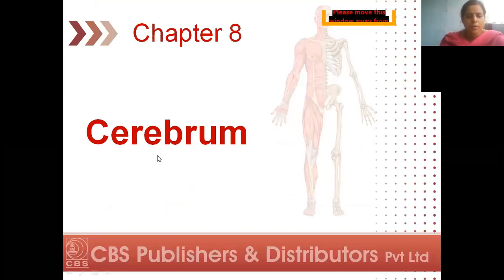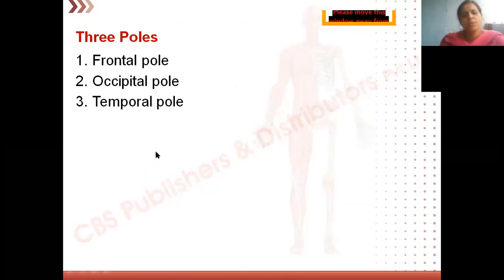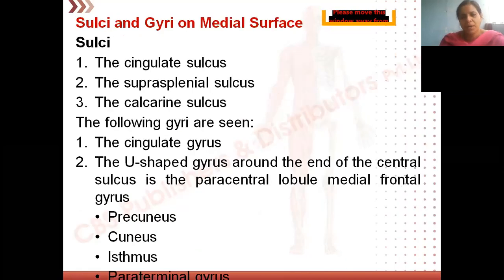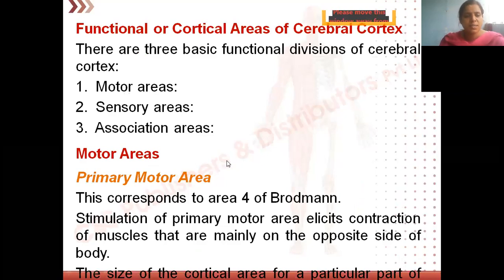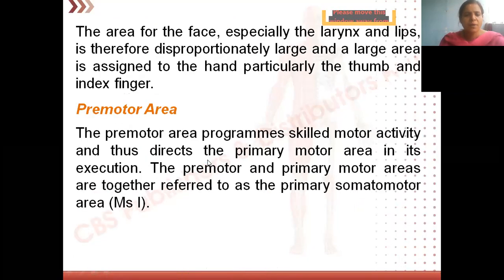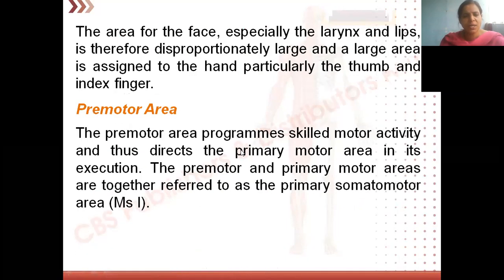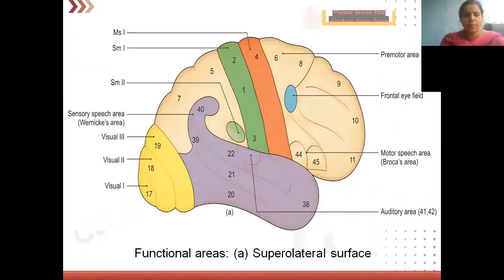Okay. So now see here, introduction of cerebrum, surfaces, poles, and the sulci and gyri of all the surfaces we did, right? Once we are done with that, we will see functional areas of the cerebral cortex. So we have certain Brodmann's areas, okay? So we have motor areas, sensory areas, and association areas. We will see first with the help of a diagram and then we will come here.